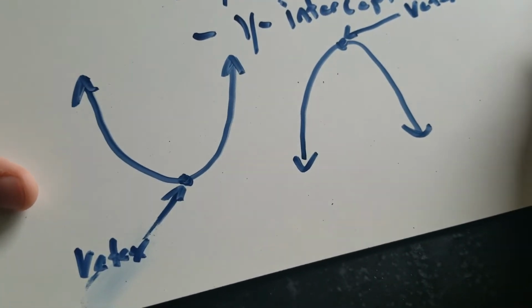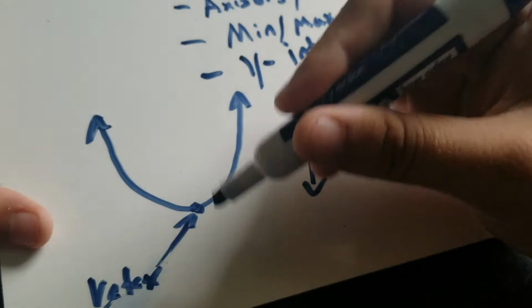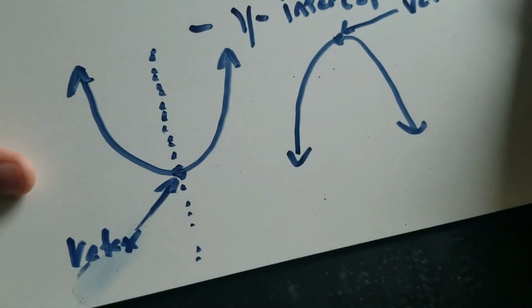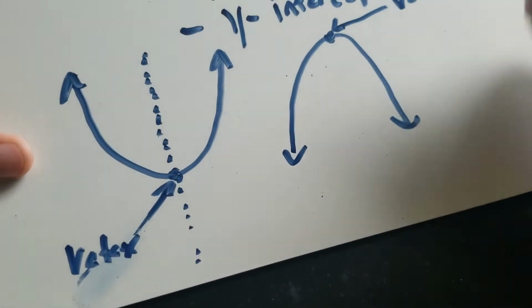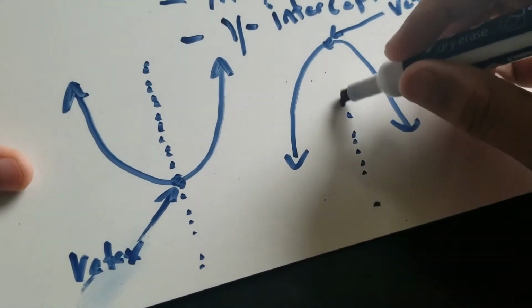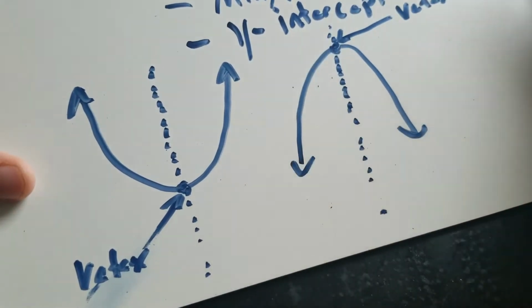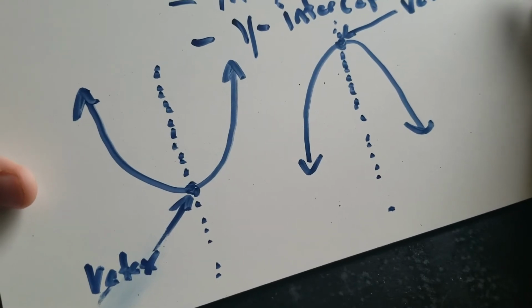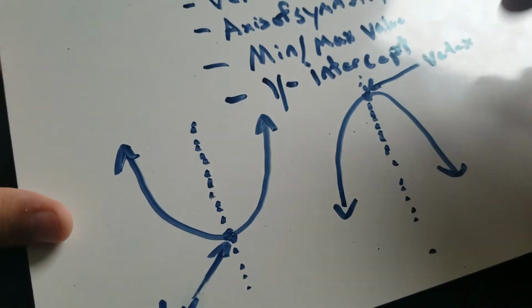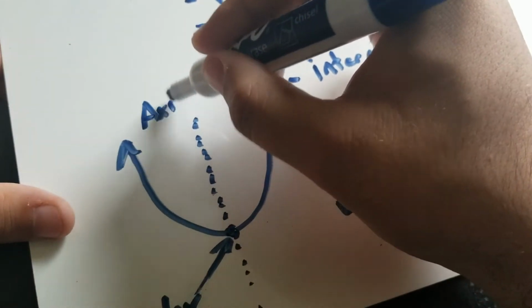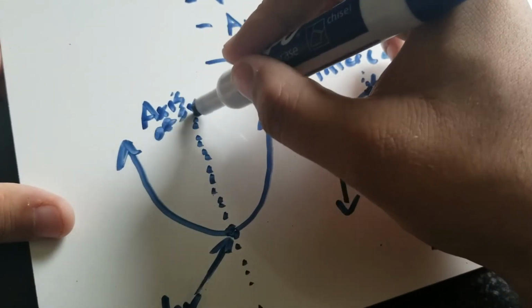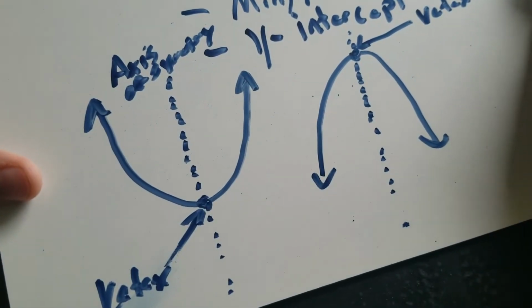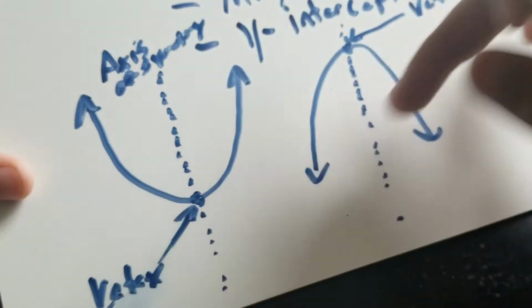Now, in the vertex, there's a couple of things happening. First off, we mentioned this a lot in the table, but your table is symmetrical. The parabola is symmetrical. So we have this kind of like axis that it is symmetrical over. We would call this the axis of symmetry. So this dotted line right here is the axis of symmetry.